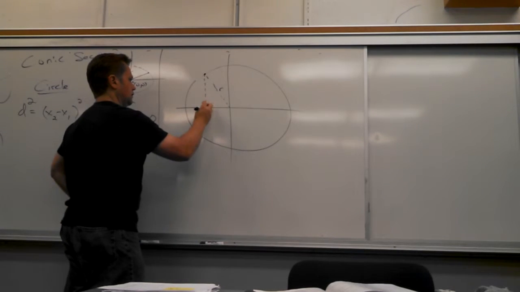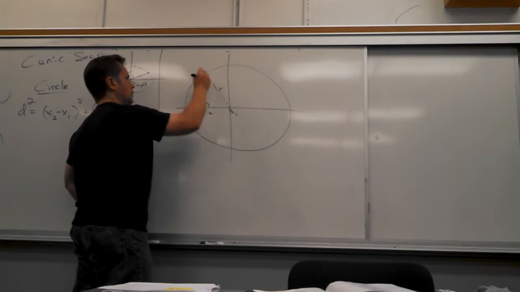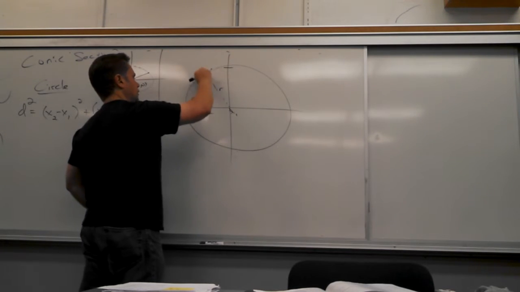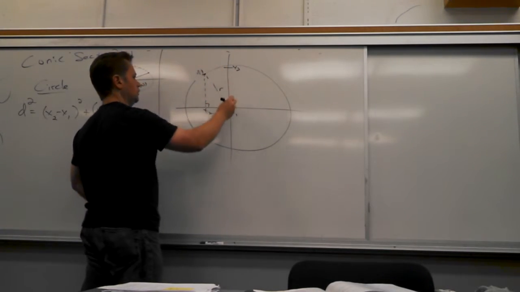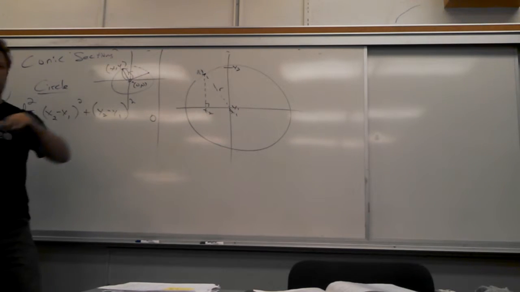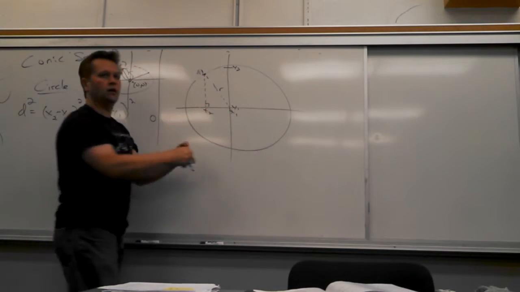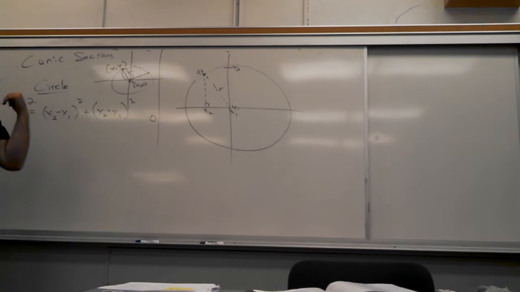So here's my x2 minus x1, all right? Here's x2, here's x1. Here's y2, and here's y1. You with me? So this side will be y2 minus y1. This side will be x2 minus x1. And then the Pythagorean theorem takes over. That's where the distance formula comes from. So what is it for this thing? What are x2 and x1?